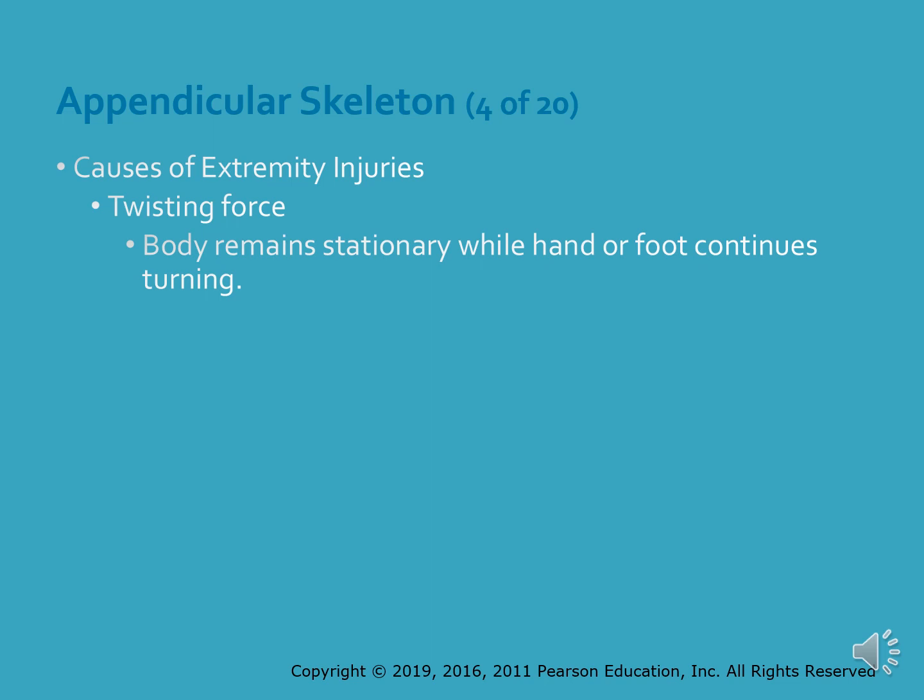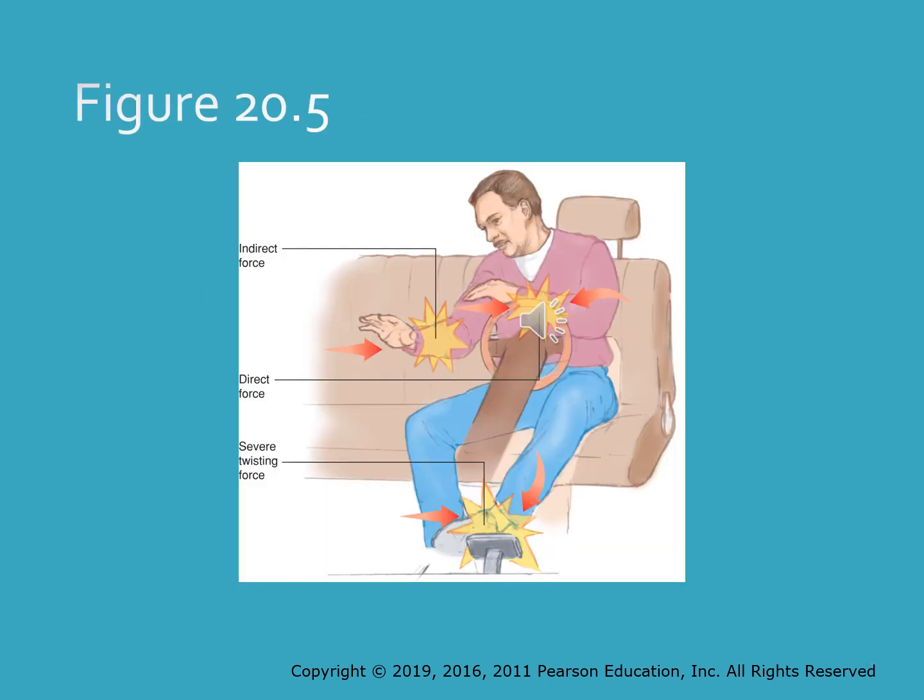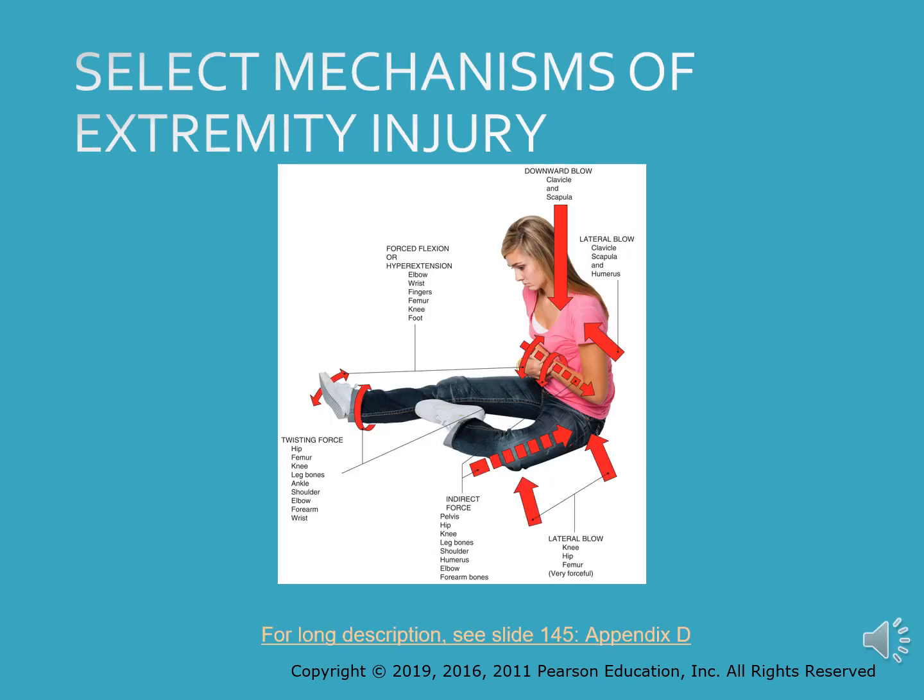Causes of extremity injuries can be a twisting force, which is where the body remains stationary while the hand or the foot continues to turn. There are three basic types of mechanism of injury: the indirect force, the direct force, and the severe twisting force. Here's the select mechanisms of extremity injuries.